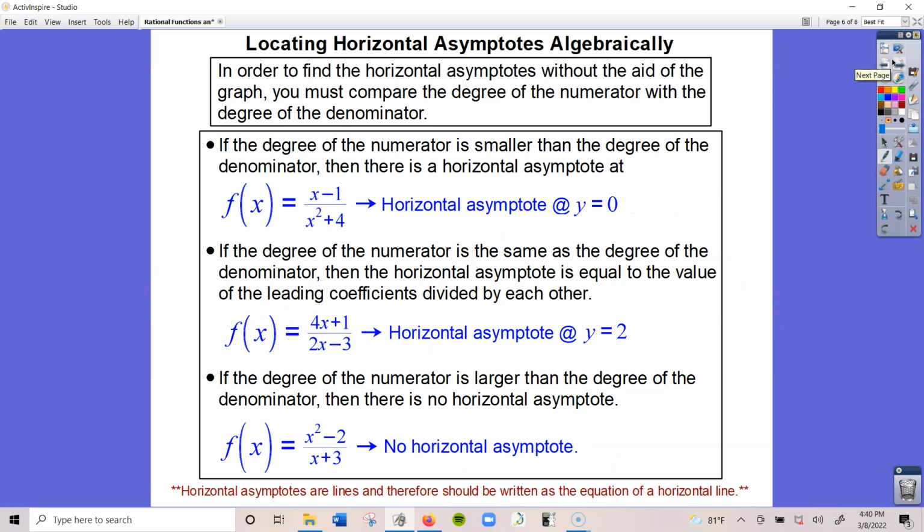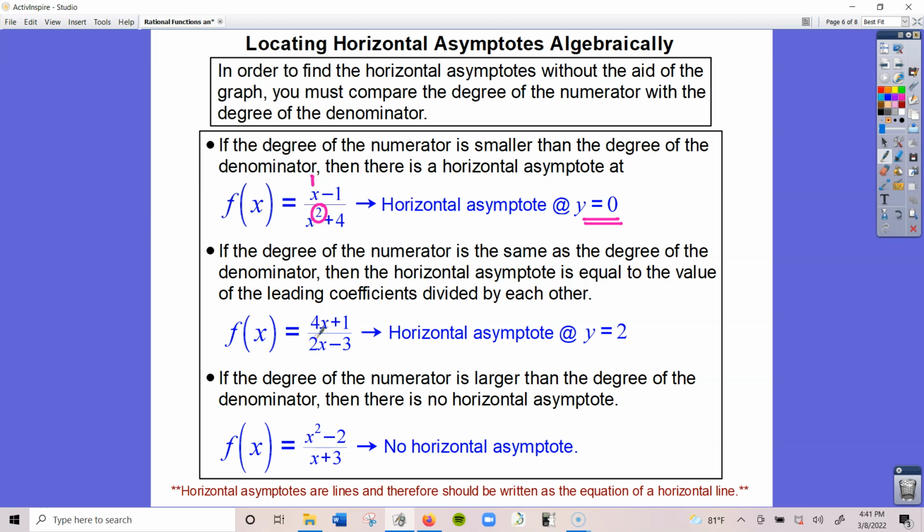Now, how do we find horizontal asymptotes? It's not the same as how we find vertical asymptotes. Finding horizontal asymptotes depends on the degree of the numerator and the degree of the denominator. So there are 3 rules that we need to remember. If the degree of the numerator, remember that degree is the highest exponent you see, is smaller than the degree of the denominator, so you see here, the degree of the numerator is 1, and the degree of the denominator is 2, 1 is smaller than 2, then we're always going to have a horizontal asymptote at y is equal to 0.